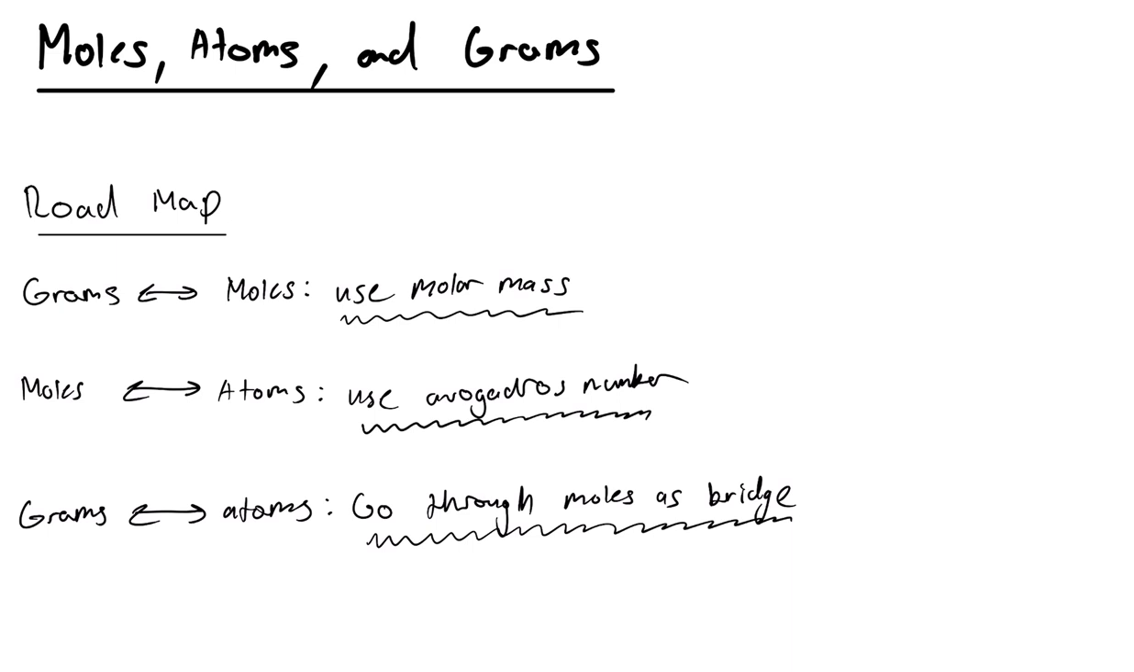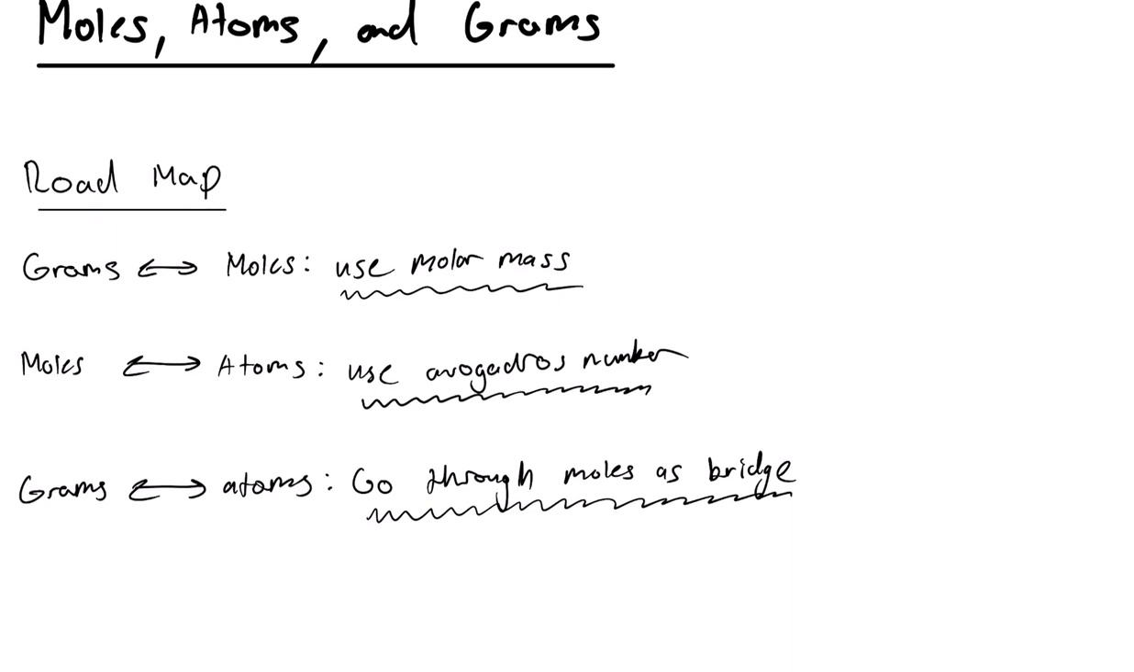And so we do have a roadmap. If we want to go from grams to moles or moles to grams, we need to use molar mass. If we want to go from moles to atoms or atoms to moles, we need to use Avogadro's number. And then if we want to go from grams to atoms or atoms to grams, we need to go through moles as a bridge.